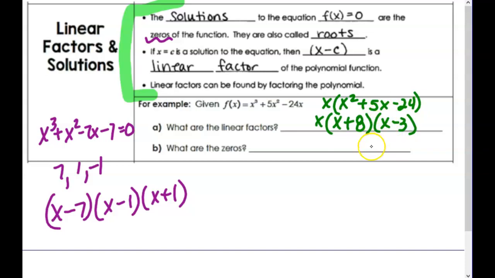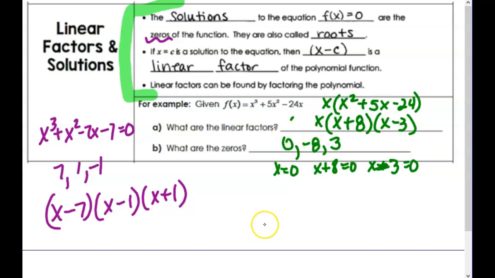Everybody okay with where I got those? Now, those are linear factors because each power of x that's left is just x to the first. Everybody okay with that? We got it down to linear factors. So if this was set equal to 0, what would the zeros become? You'd have x equals 0, x plus 8 equals 0, and x minus 3 equals 0. So you'd get 0, negative 8, and positive 3.